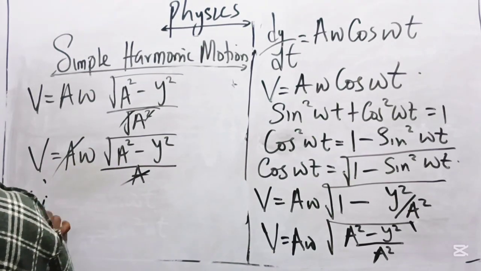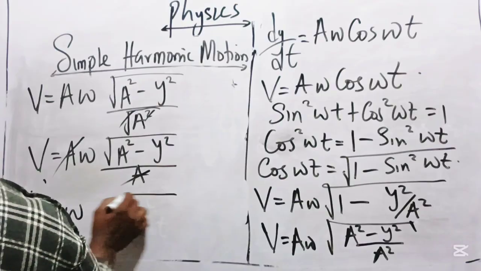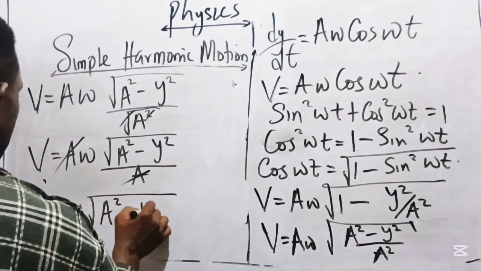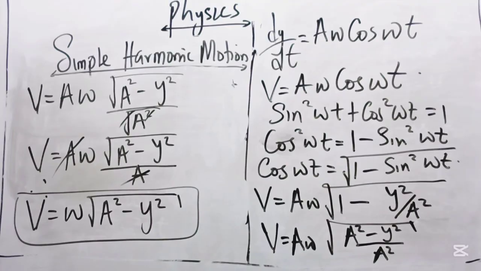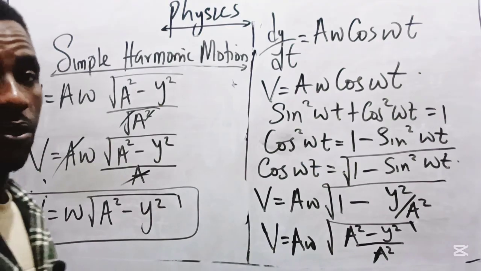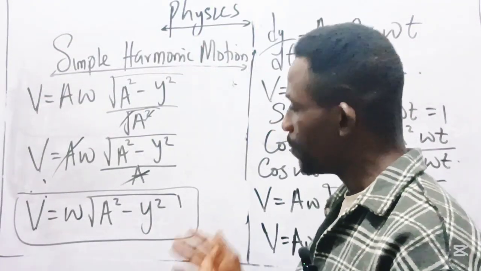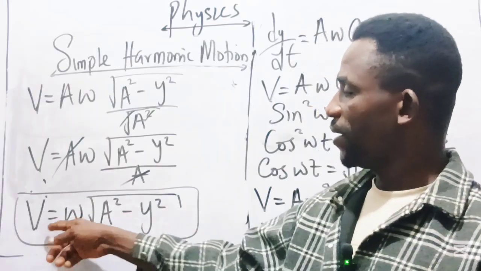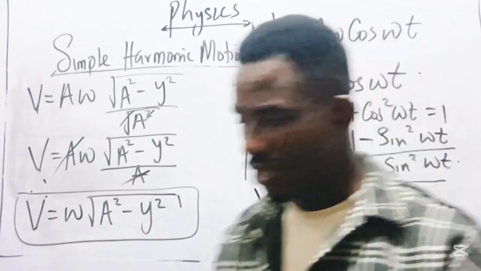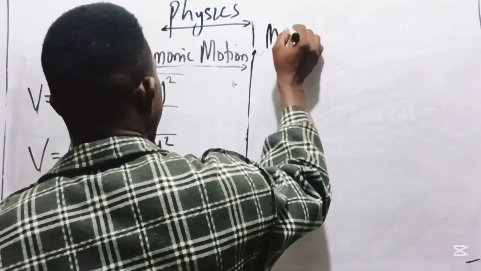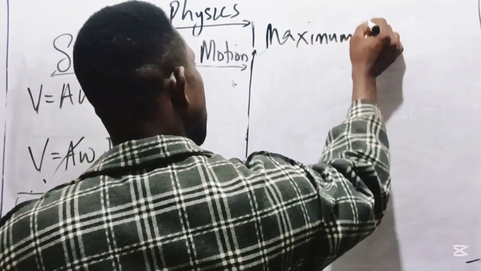Therefore, the velocity of a body exhibiting simple harmonic motion is v equal to w square root of a squared minus y squared. Now, watch, there is something I want. I'm asked to find the maximum velocity.